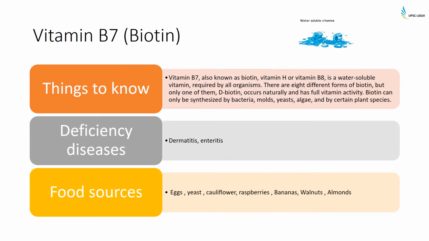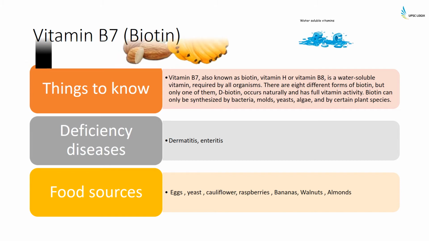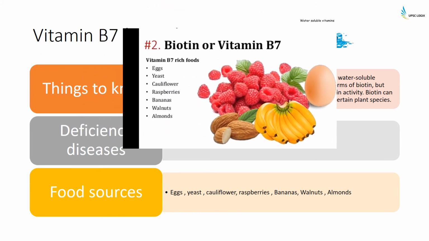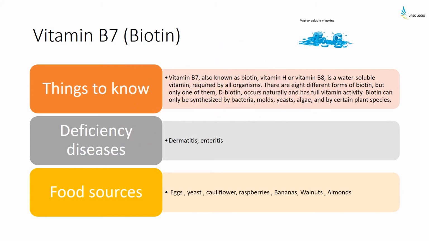So let us have a look at the food sources of vitamin B7. These are egg, yeast, cauliflower, raspberries, bananas, walnuts, almonds. These are all good sources of vitamin B7 or biotin. So things to remember here: it is also known as vitamin B8 or vitamin H.